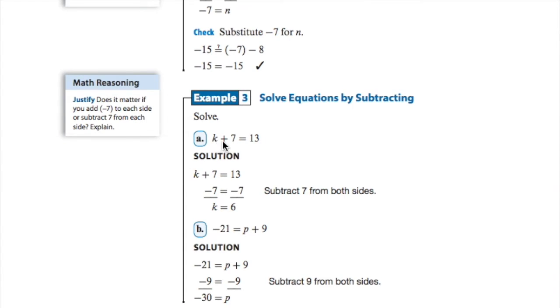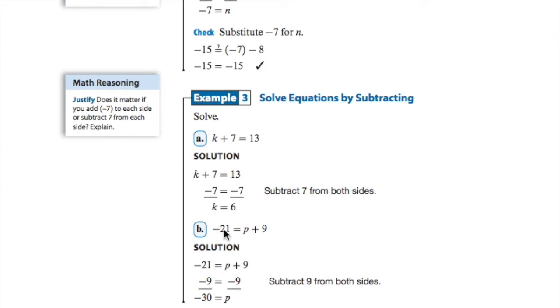Here in letter A it says k plus 7 equals 13. So you're thinking, what plus 7 equals 13? You might be able to just say in your mind 6, but here's the algebraic way to solve it. It says plus 7, so I do the opposite of plus 7. The opposite of plus 7 is minus 7. Plus 7 minus 7, what I do to one side, I do to both sides. Subtract on both sides. 13 minus 7 is 6, and I find my answer.